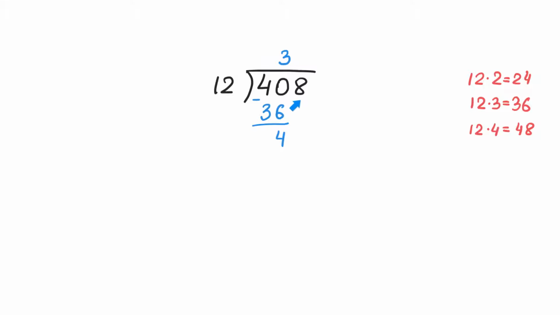Next we will bring down digit 8. Then we have to see how many times 12 goes into 48. From the side work we see that 12 goes into 48 4 times. Therefore we will write 4 above this 8. And now we will multiply 4 by 12 and we will get 48. Then 48 minus 48 will give us the remainder 0. So in this problem we divided 408 by 12 and we got 34.